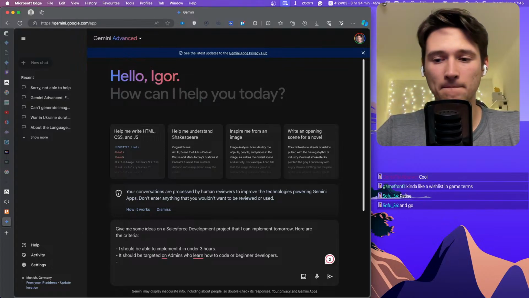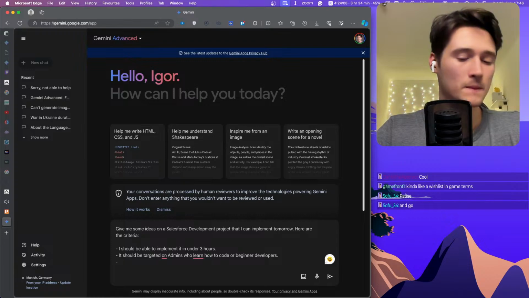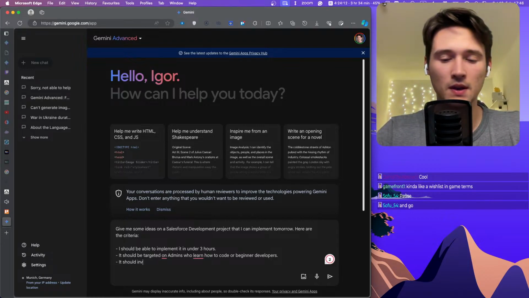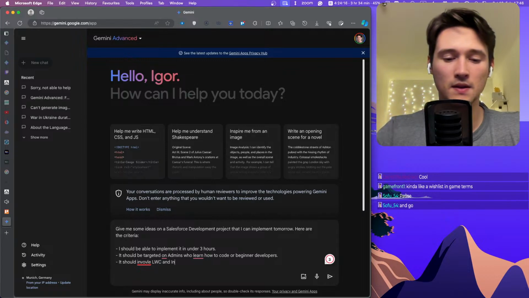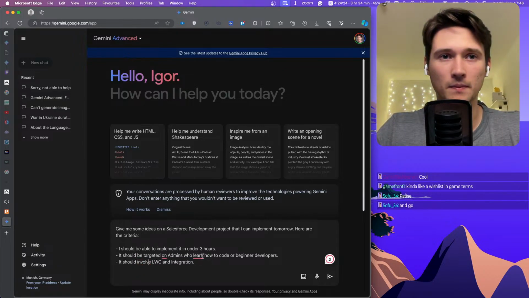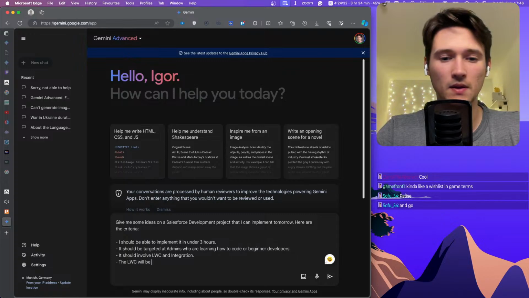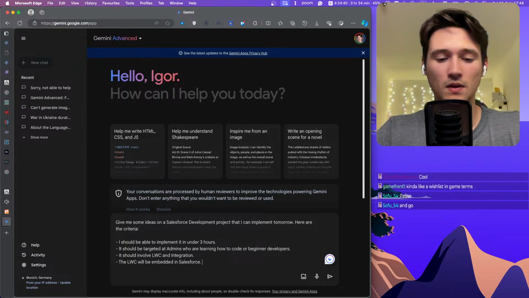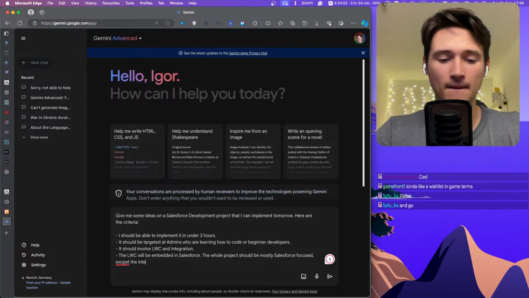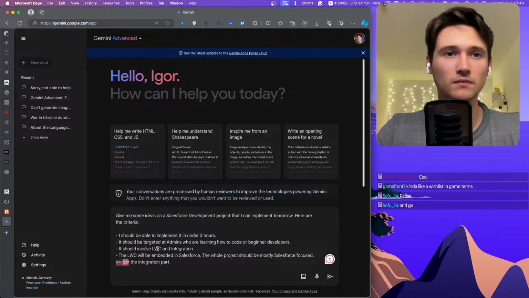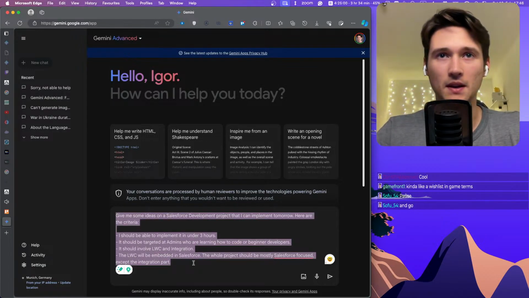Third one. It should involve LWC and integration. The LWC will be embedded in Salesforce. The whole project should be mostly Salesforce focused, except the integration part. So give me a few ideas, Gemini. Let's see. I'm very curious.